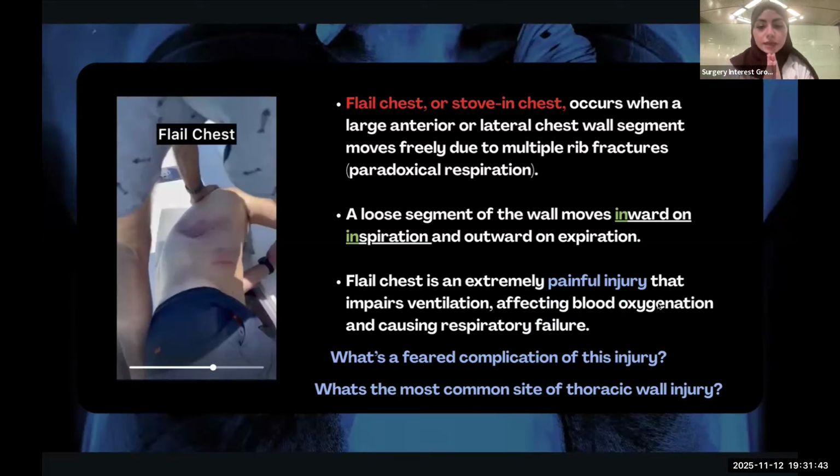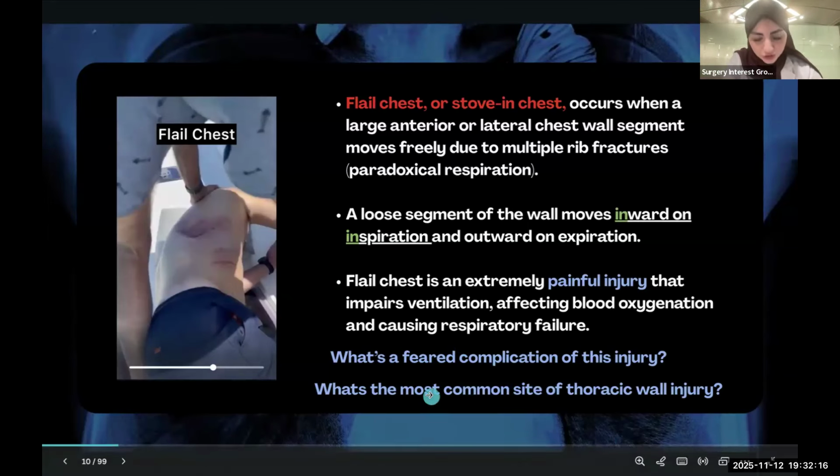Now, another thing is a question for you guys. What's the most feared complication? Obviously, as you can see here, the sentence says it will affect the blood oxygenation and cause respiratory failure, all of that. But at the moment, what I'm most worried about, and why do I need to fix this flail chest ASAP? Puncture of the lung, exactly. So I'm really worried about puncturing the lung because, again, imagine when I'm expanding, it's collapsing on my lung. It's going inward when I'm inspiring. So this means that the borders of the sharp rib might puncture my lung.